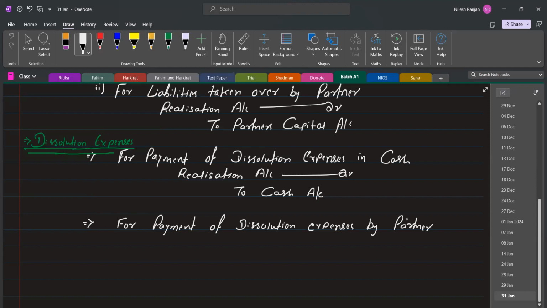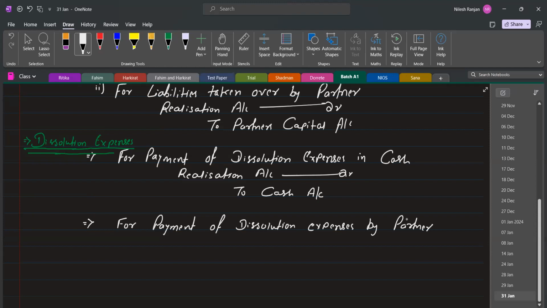Okay, so I'm saying that if a partner has paid the amount of dissolution expenses, then what will be the entry? This was my question, and I was explaining one thing, that you have to remember the concept that whenever there is some amount received from assets or we have to pay some liabilities, all of these things will go through realization. So every time you are paying any dissolution expenses, liabilities, or you are receiving payment from assets, all these entries will be done through the realization account. So on one side of the journal entry, there will be the realization account.